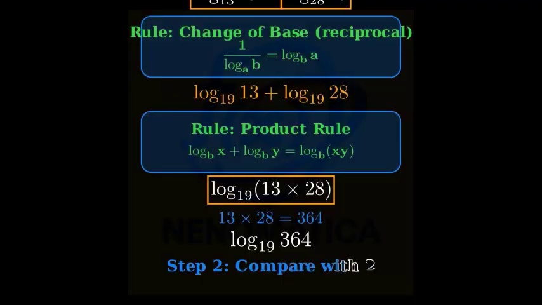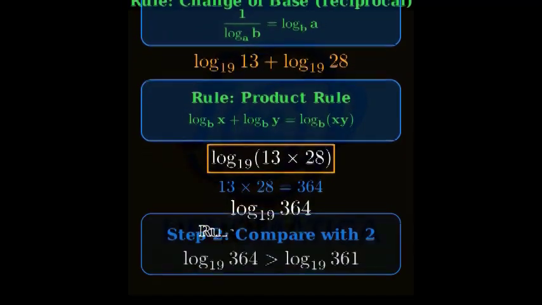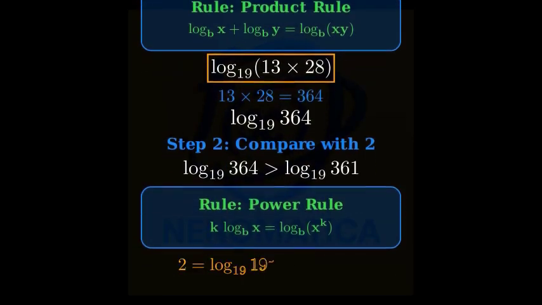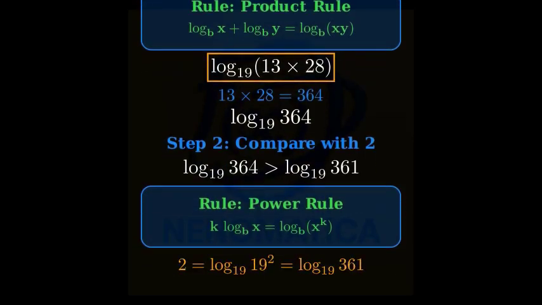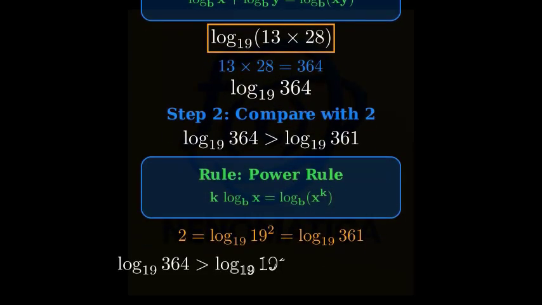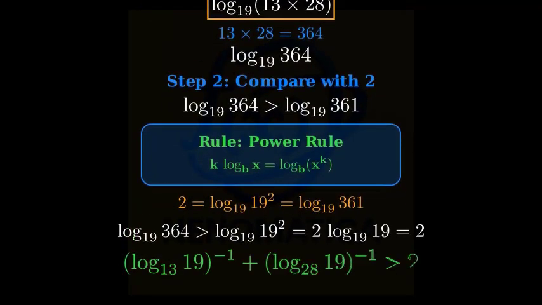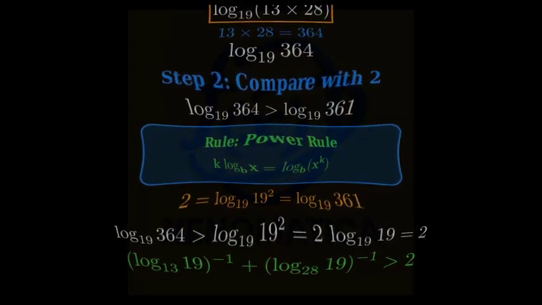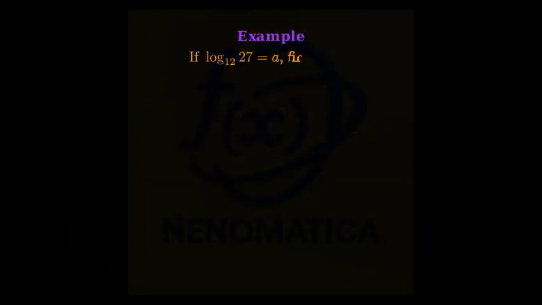Next, compare this to 2. Write 2 as log base 19 of 19 squared, which is log base 19 of 361. Because 364 is larger than 361, and the base 19 is greater than 1, the logarithm is increasing. Therefore, log base 19 of 364 is greater than log base 19 of 19 squared, which equals 2 times log base 19 of 19. That is 2. Finally, we have proved that the original left-hand side is greater than 2. So the inequality holds.